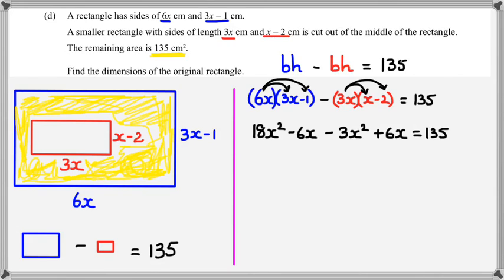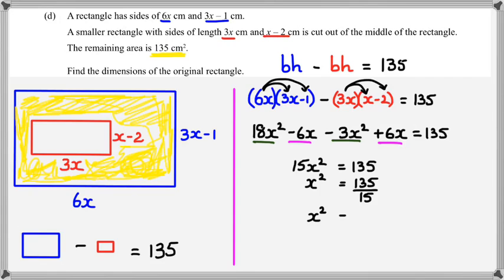From this point, we start simplifying. You can see that 18x squared minus 3x squared is a nice 15x squared. The negative 6x and positive 6x disappear, and you're left with 15x squared equals 135. So x squared is 135 divided by 15, which means x squared equals 9. So x is equal to 3 or negative 3.